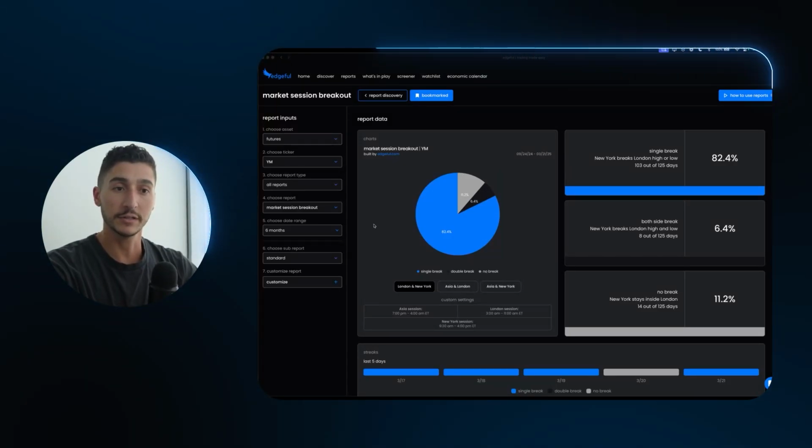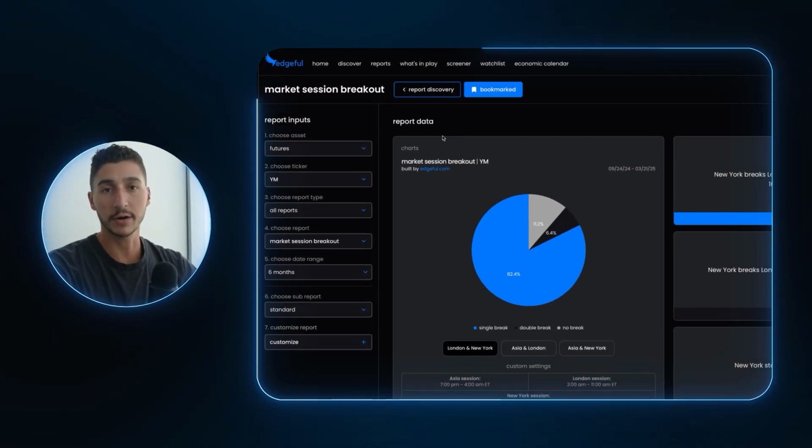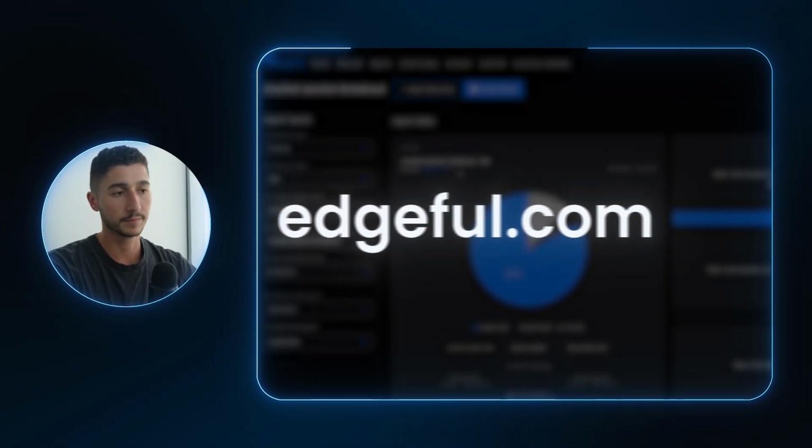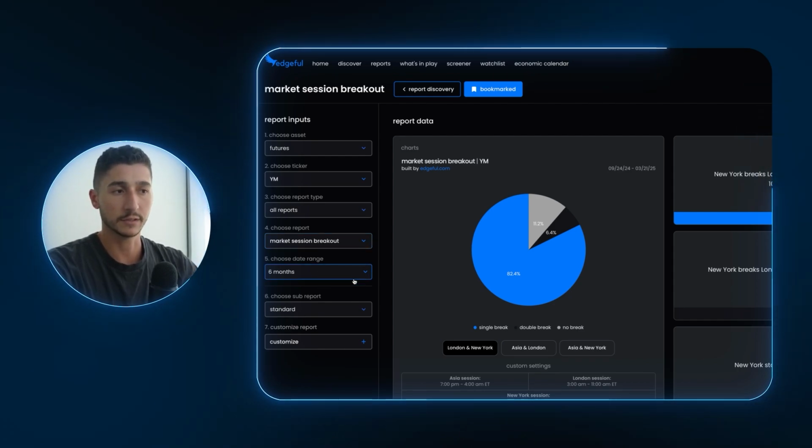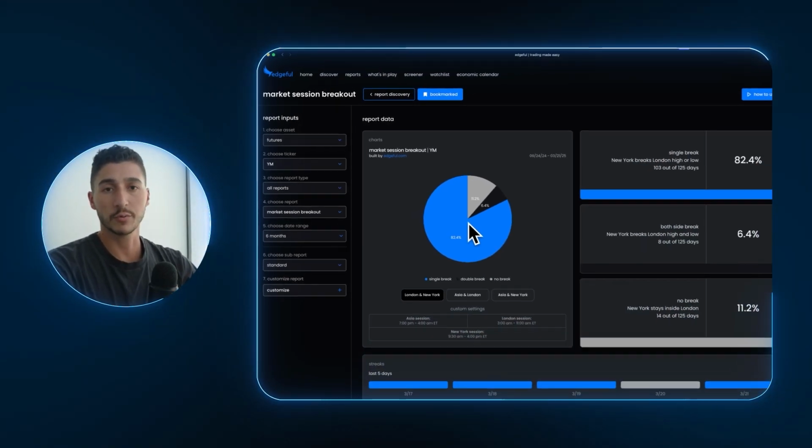Here's everything you need to know about the market session breakout report on edgeful.com. So right now we're looking at YM. We're obviously looking at the market session breakout report, and we're looking at the last 6 months. So what does this report actually do?